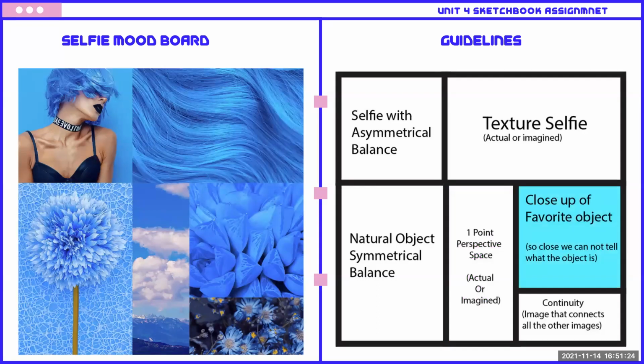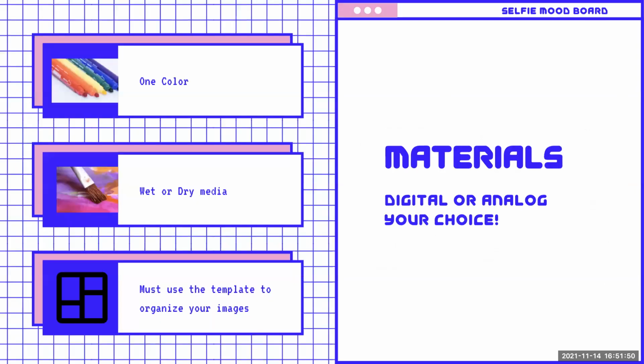The next box is going to be a close-up of your favorite object. I want this to be so close that we really can't tell what the object is, but we can see the textures or patterns that make up the sides or edges of that object. And the last will be continuity, an image of an object or an image that you create that connects all the other images that you've selected.